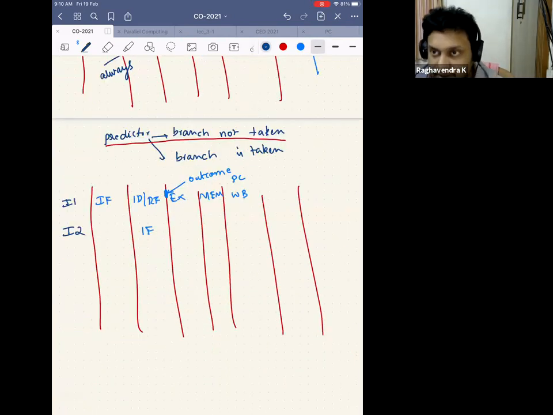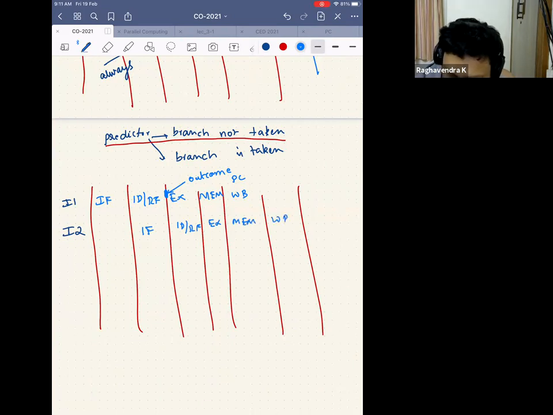If the outcome of the branch is not taken, then I don't have to do anything because my prediction is right. So I do instruction decode, register fetch, execute, memory, and write back. So this is what I do if the prediction is right.